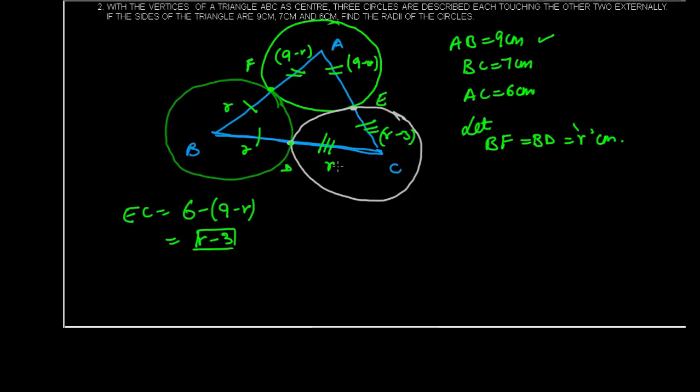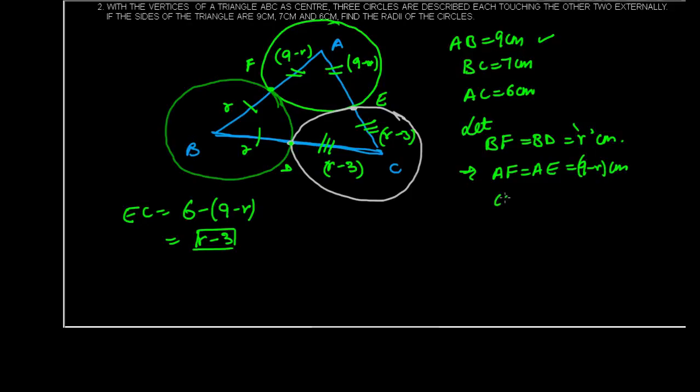So this will also be R minus 3. Right? This will also be R minus 3. So R plus R minus 3. This will be 2R minus 3. So 2R minus 3 is this. So in this way, you have got the radii in terms of one variable. Right? In terms of one variable. So let us imply something. AF equal to AE equal to 9 minus R centimeters.